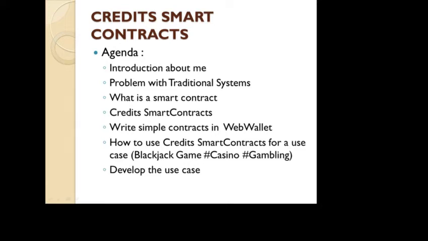So let's get started. This is the agenda for today's discussion. Today we are going to talk about credit smart contracts and how they can be used to mitigate some of the problems we currently have in our traditional systems. The agenda is going to be a brief introduction about me and problems with the current traditional systems. When I say traditional systems, it's not about Ethereum, it is about the non-blockchain based software applications. What are the problems we are facing there?